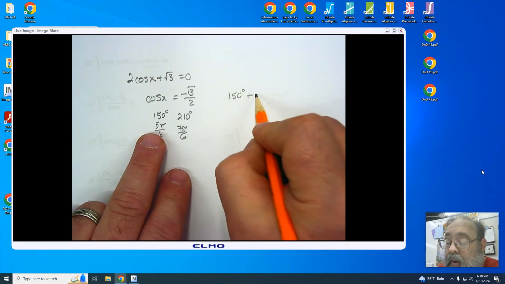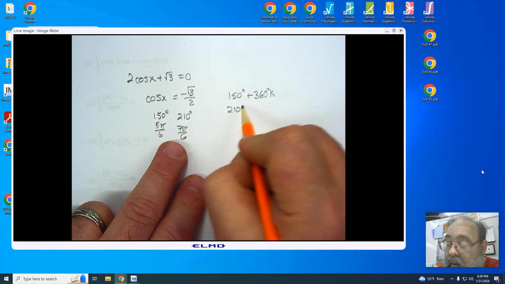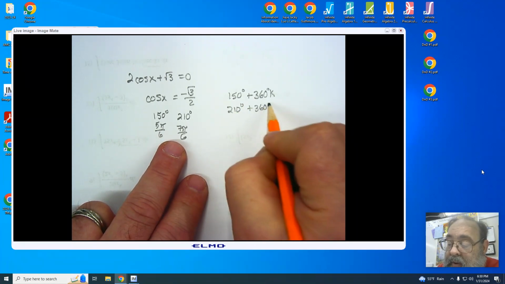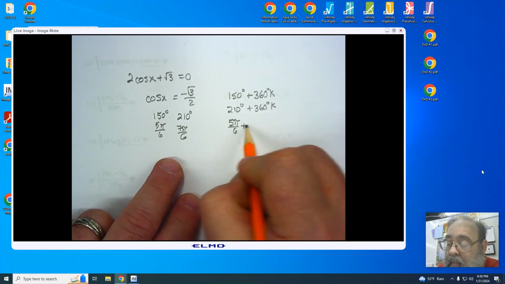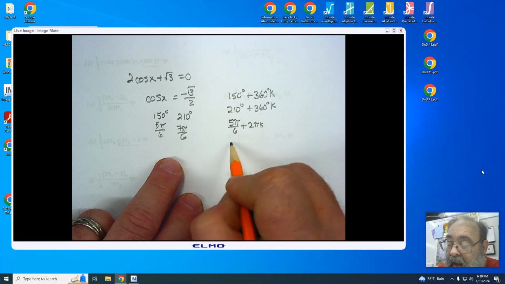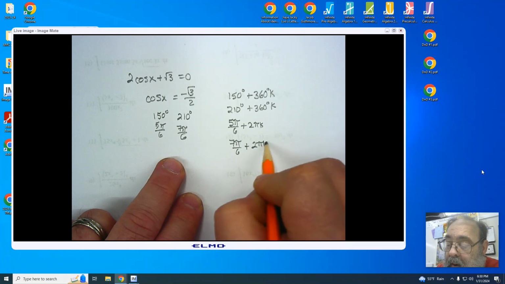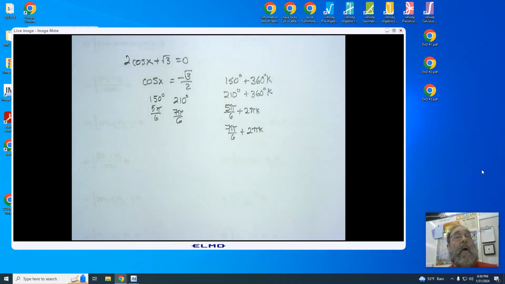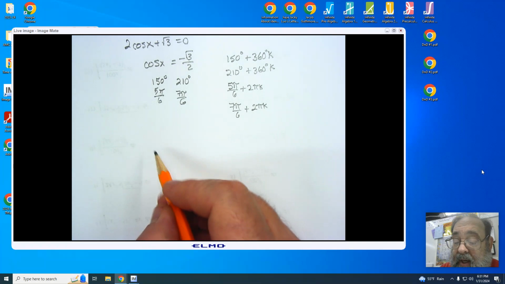Now I can find all of my answers. 150 degrees plus 360 degrees times k, and 210 degrees plus 360 degrees k. If we were working with radians, we would have 5 pi over 6 plus 2 pi k, and then 7 pi over 6 plus 2 pi k. Once again, if we had a specific number or a domain, we would then add k equaling 0, 1, 2, or however many until we get a value that is outside of the required domain. We're now going to go to number 6.